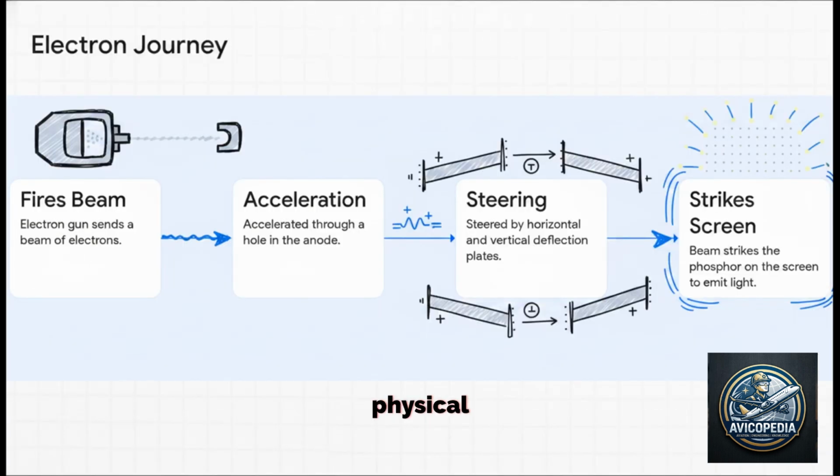Let's break down that physical journey step by step. First up, as we just saw, the electron gun fires the beam. Second, that beam gets accelerated. It's pulled forward through a hole in the anode, and this happens because of a voltage difference between the cathode and the anode. Third, the beam has to be steered. As it travels, it passes through horizontal and vertical deflection coils or plates, which essentially steer the beam to any exact coordinate on the screen. And finally, step 4, the beam strikes the phosphor-coated screen. When the electrons actually hit that phosphor, it causes that specific, tiny point on the screen to emit light.